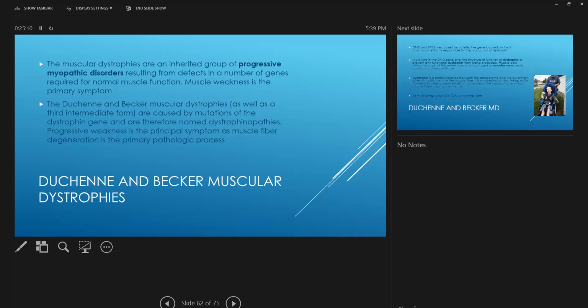So muscular dystrophies. We're going to talk about Duchenne and Becker muscular dystrophies. The muscular dystrophies are an inherited group of progressive myopathies resulting in defects of a number of genes required for normal muscle function, right? That's basically, you've got this progressive myopathy, right? That's the key term there, progressive myopathy. So that's with Duchenne's and Becker. They're progressive and they're really traumatic because these kids look normal, and then about 3 years old, you start noticing these problems.